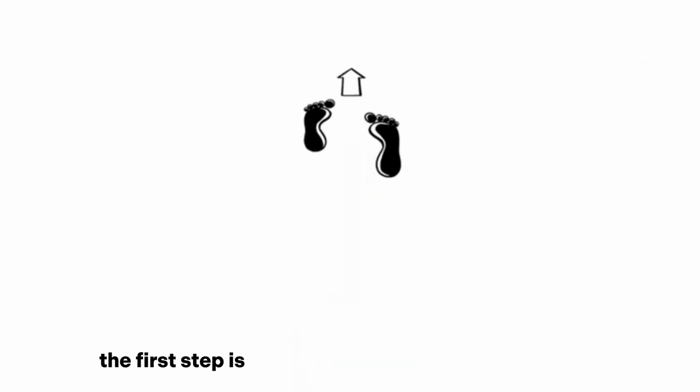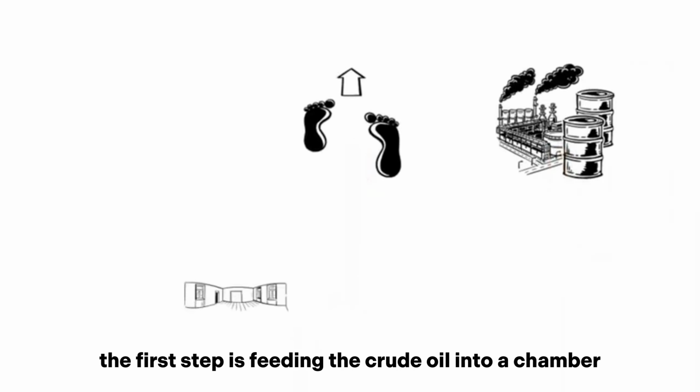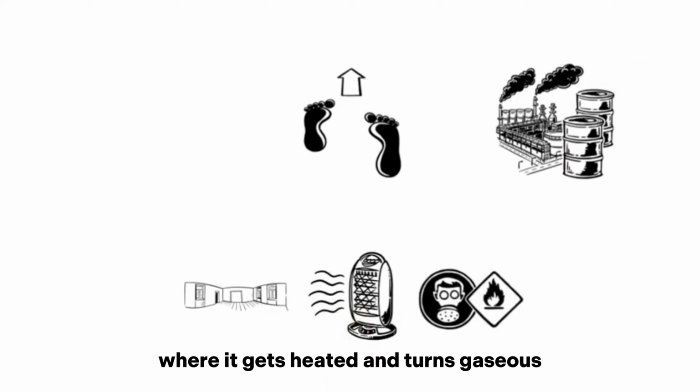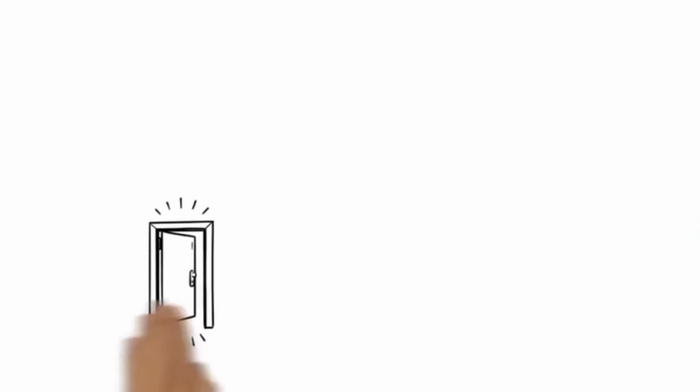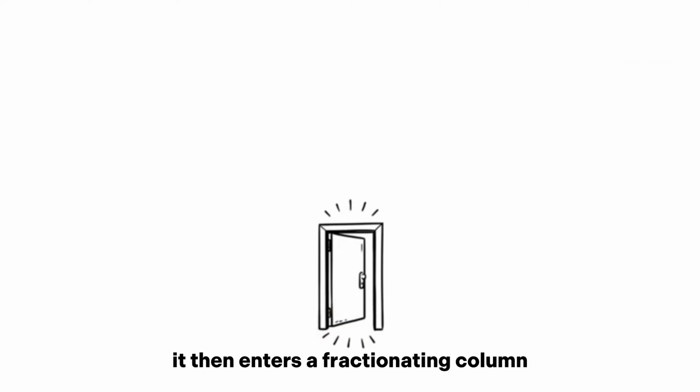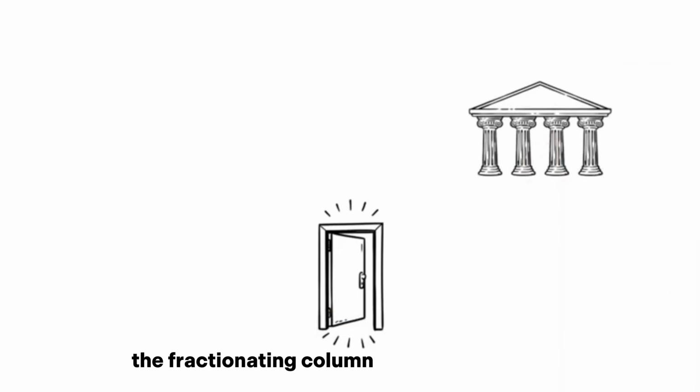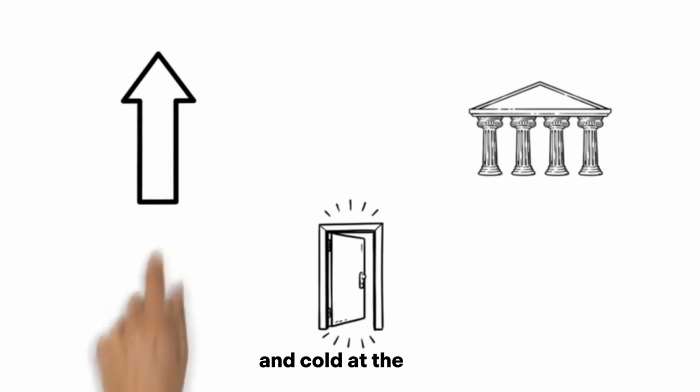The first step is feeding the crude oil into a chamber, where it gets heated and turns gaseous. It then enters a fractionating column. The fractionating column is hot at the bottom and cold at the top.